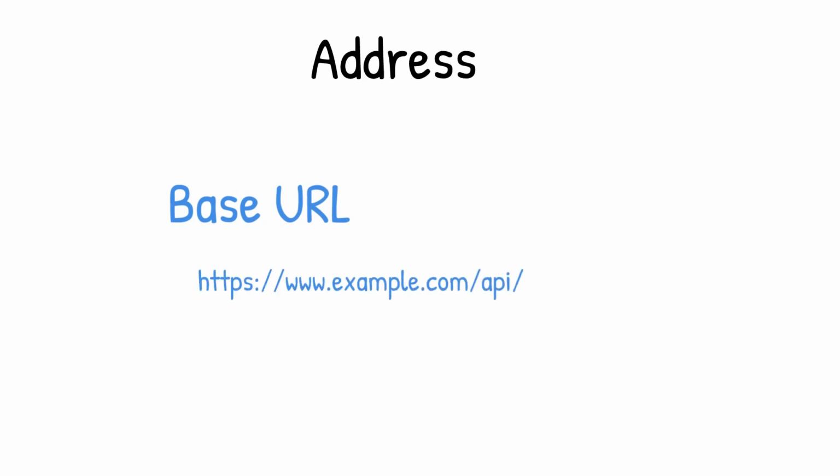Oftentimes, documentation will refer to a part of the address as the base URL. The base URL is the main address where the API exists, the address where all requests should go, and it does not change when using the same API.